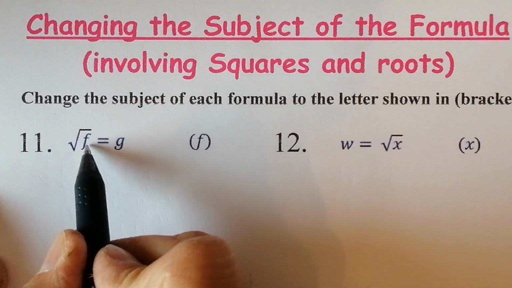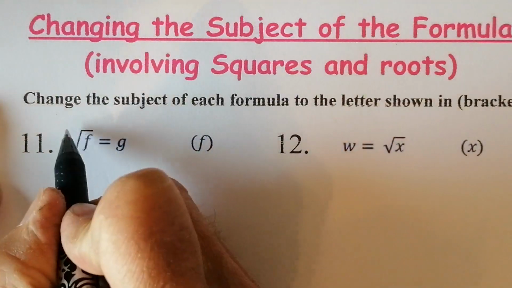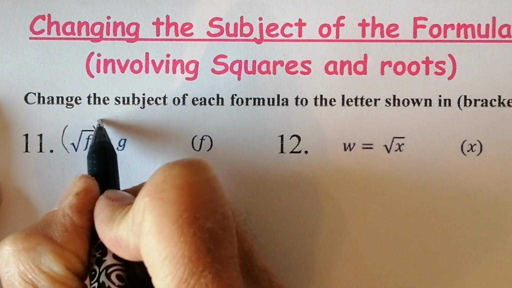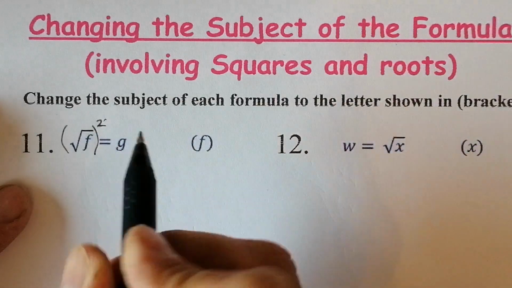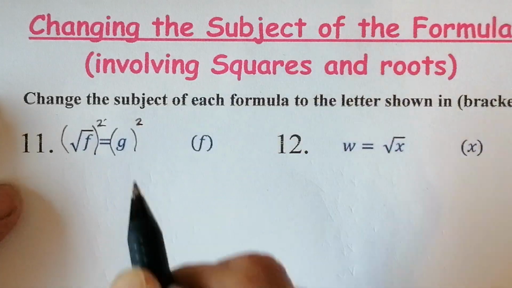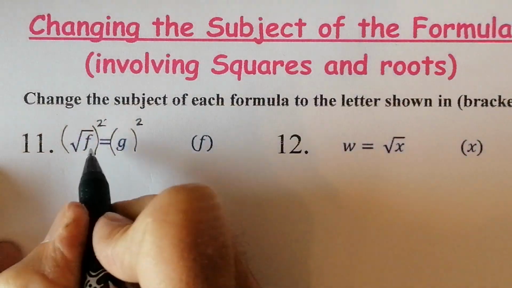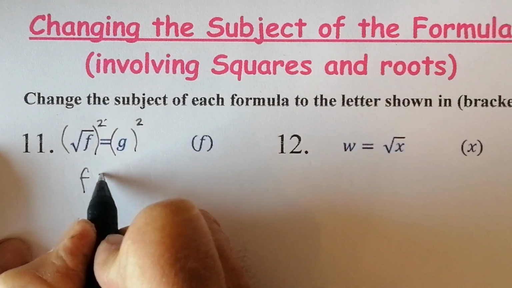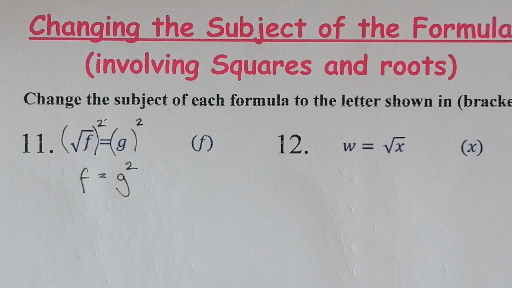So to get rid of a square root, if you remember when we were trying to get rid of a square, we took the square root. The opposite of a square root is a square. So what I'm going to do is I'm going to square this side here. So if I square that, that eliminates the root sign there. So what I'd have to do from this side here, everything on this side, there only is one thing, but I'm going to square that side there as well. So that leaves me with f is equal to g squared. Okay, so there's my final answer.